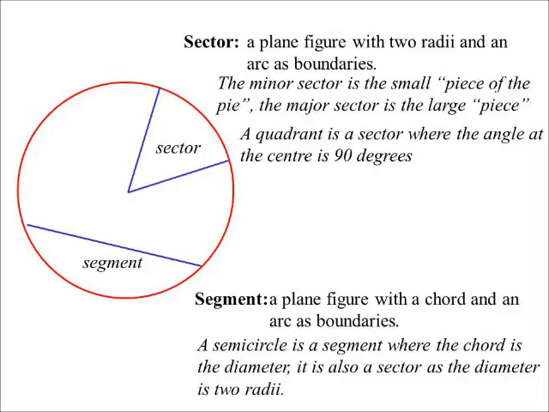A semicircle then is also a segment because its chord is the diameter. It's also a sector if you think about it, because it also has 2 radii as a boundary as well. So a semicircle is all sorts of different things we could think of it as.